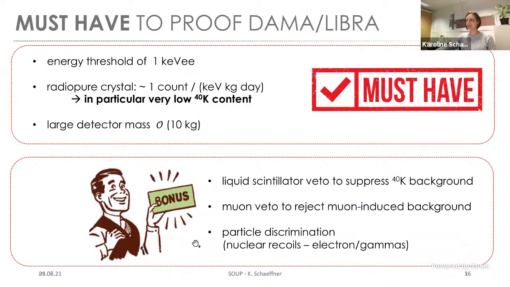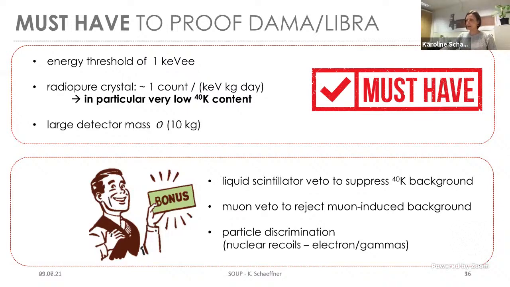And if you want to do a bit more than what DAMA has, of course, you can think about suppressing this potassium with a liquid scintillator veto, as I will show you in a second, and also add a muon veto, which DAMA, for example, doesn't have. And if you would want to change maybe even the detection technology, particle discrimination would of course be something very interesting, because DAMA measures this energy spectrum, sees this modulating rate, but they cannot tell you if this is due to electron scattering or nuclear recoils, so there's no information actually on the interaction channel of these events which modulate.